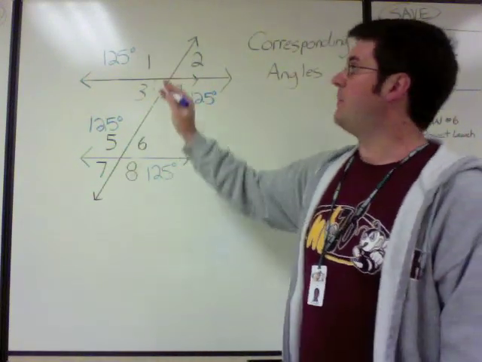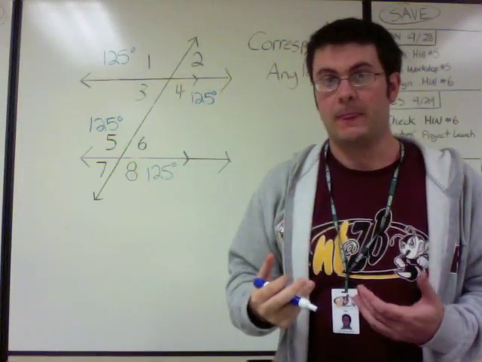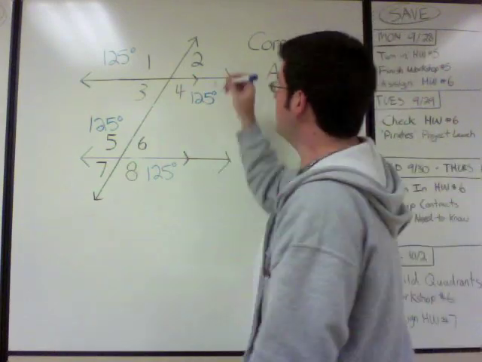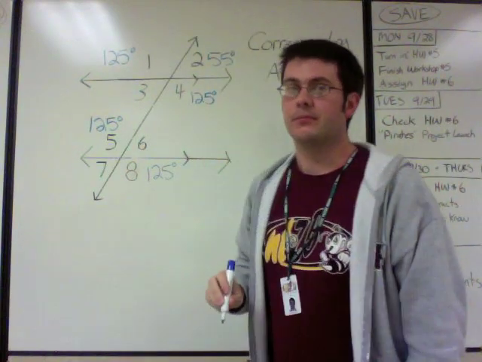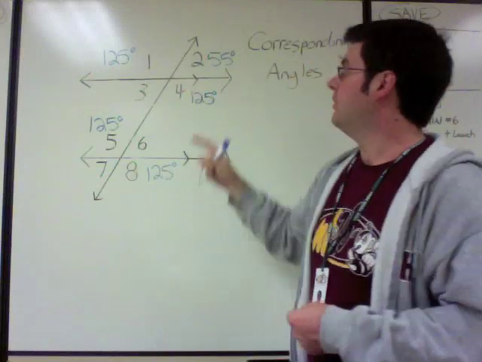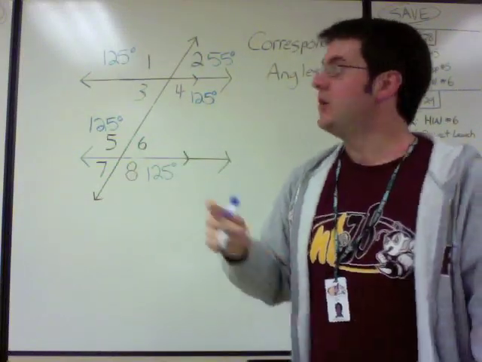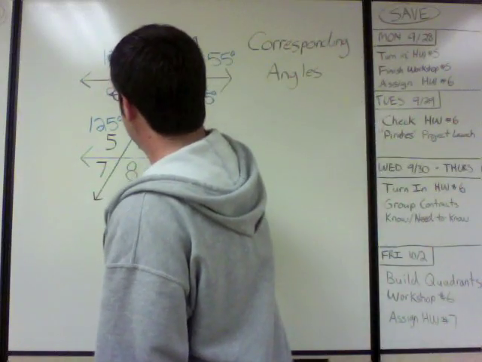Okay, let's jump back up here. Angles 1 and 2 form a supplementary pair. So their angle measures have to add up to 180 degrees. That means angle 2 is 55 degrees. Angles 2 and 3 form a vertical pair, or angles 2 and 6 form a corresponding pair. So both angle 3 and angle 6 are going to be 55 degrees.